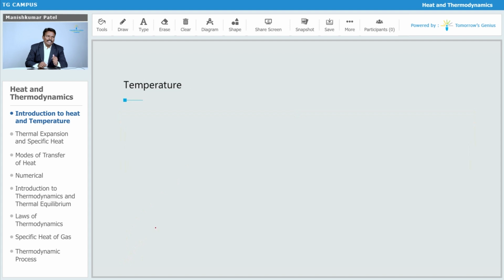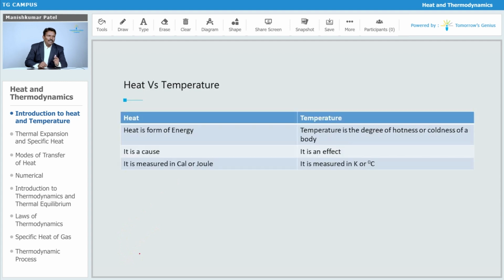Let's say in case of degree Celsius, we will say that it is 0 degree Celsius and 100 degree Celsius. So we will see that in detail also. Now, what is the difference between heat and temperature? Heat is a form of energy and temperature is the degree of hotness or coldness of a body.